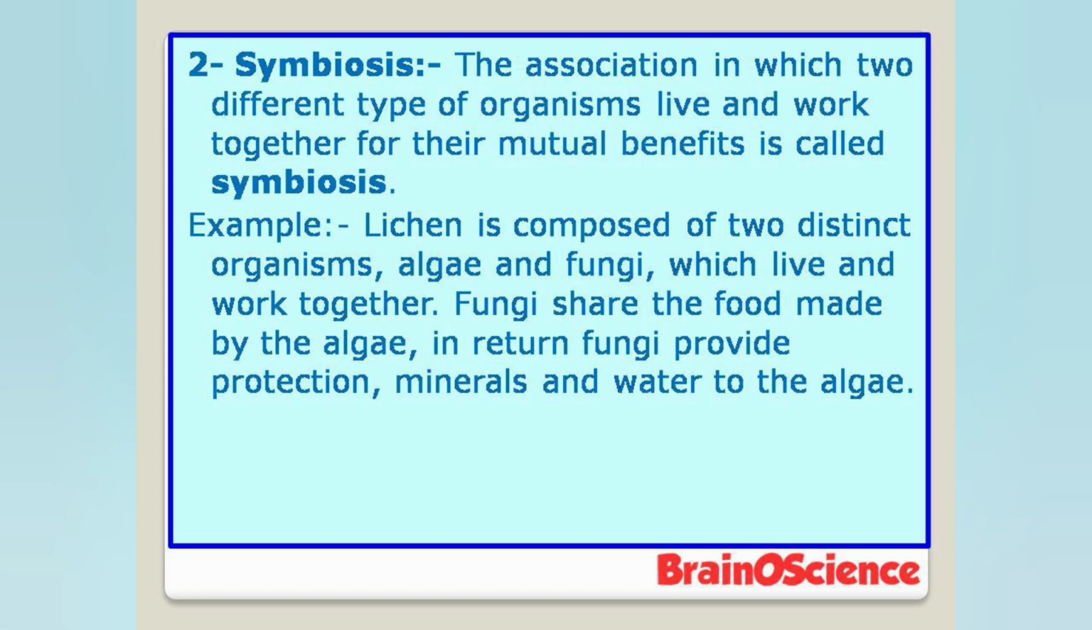Second is symbiosis, the association in which two different types of organisms live and work together for their mutual benefit is called symbiosis. Example, lichen is composed of two distinct organisms, algae and fungi, which live and work together. Algae share the food they make with the fungi. In return, fungi provide protection, minerals and water to the algae.